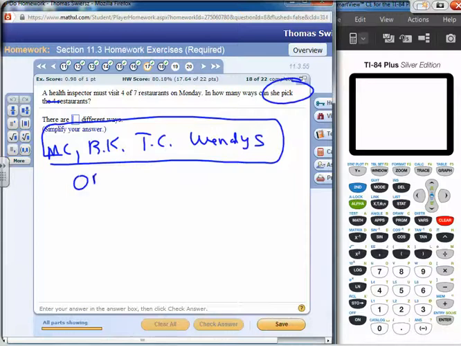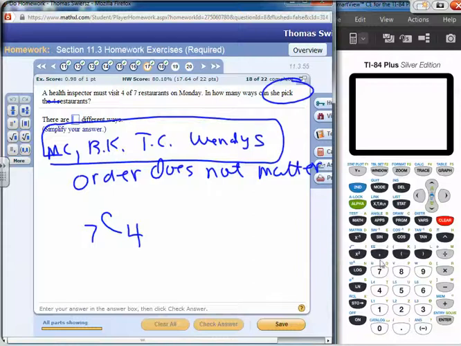So order does not matter. If it was said how many ways can she visit the restaurants, then order would matter. But picking them, order does not matter. So at this point we're going to solve it with a combination, right? And we've got 7 restaurants total, and she's picking 4. So the answer would be solved with the combination 7C4, because order doesn't matter when she's picking them.